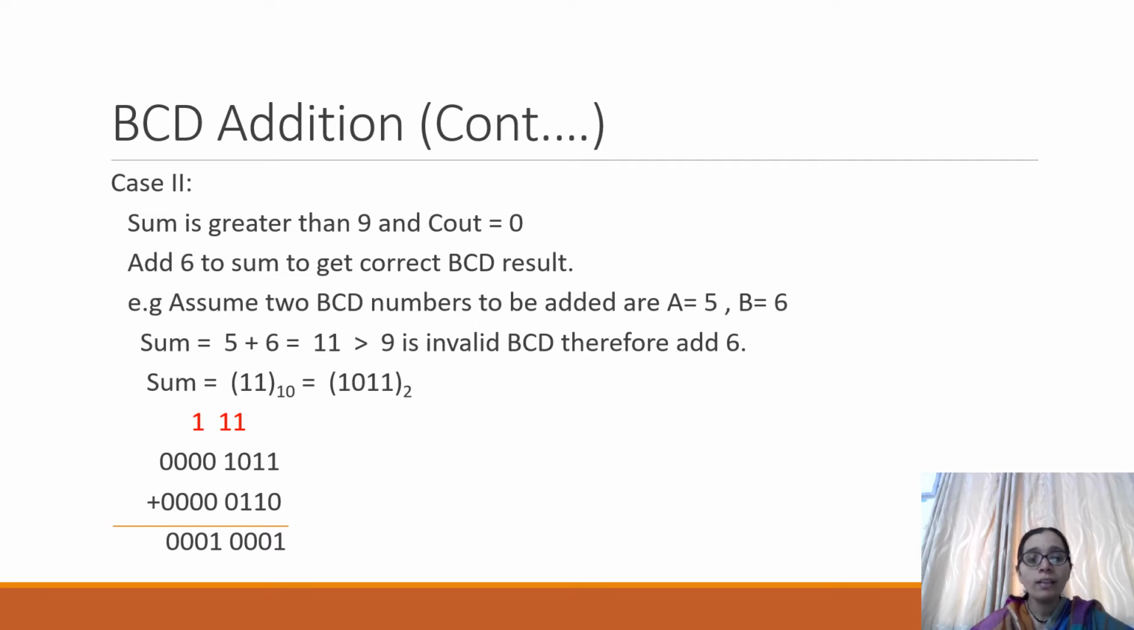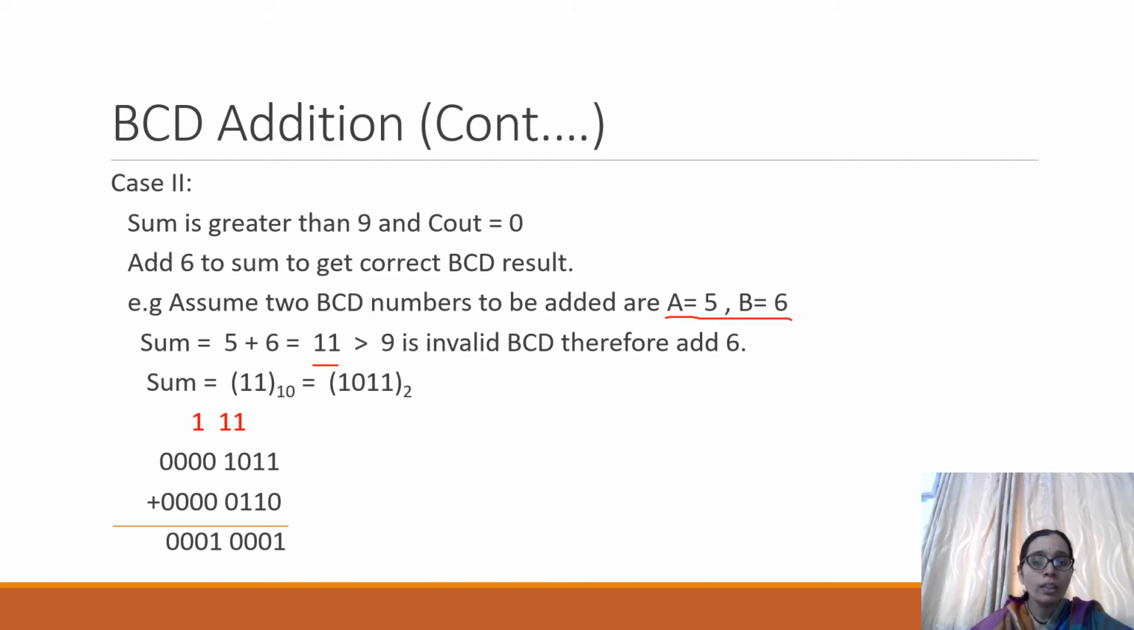Now, sum is greater than 9 means invalid BCD. Therefore, we have to add the correction factor, that is 6, to get the correct result. Let us take an example where sum is greater than 9. So assume A equal to 5 and B equal to 6. It is 11. 11 is greater than 9 and which is invalid BCD. Therefore, we have to add 6 to the result.